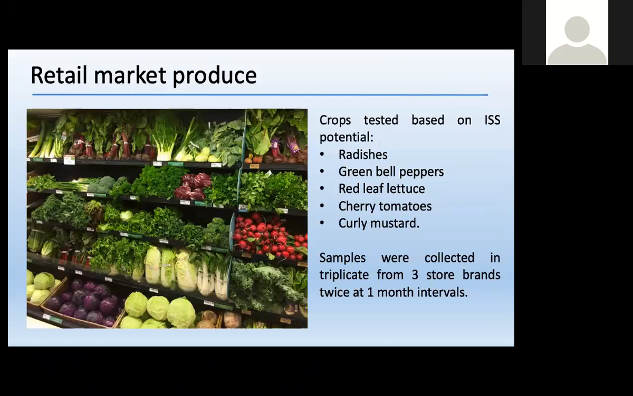So another component of this project was to sample retail market produce and just get some idea of what the microbial load is after you bring it home and wash it with water. So we chose crops that potentially could be grown in Veggie or are already being grown in Veggie, like the red leaf lettuce, which is comparable to our Outredgeous variety of red romaine lettuce. Cherry tomatoes. Curly mustard is an analog for Mizuna. It falls in that mustard family. And then radishes and green bell peppers. We collected samples in triplicate from 3 different store brands over 2 consecutive month intervals.